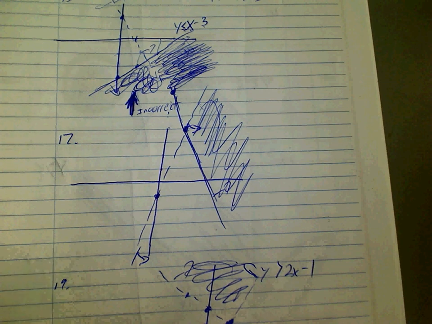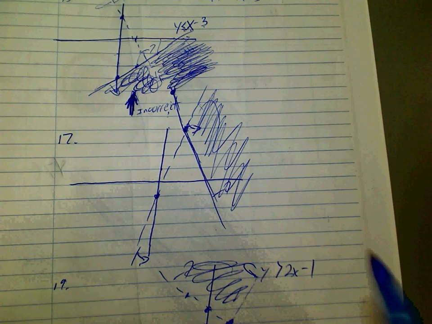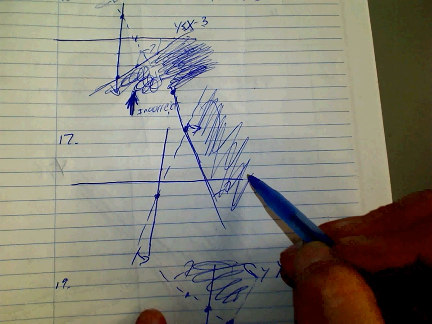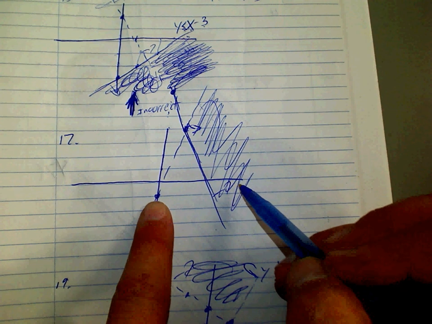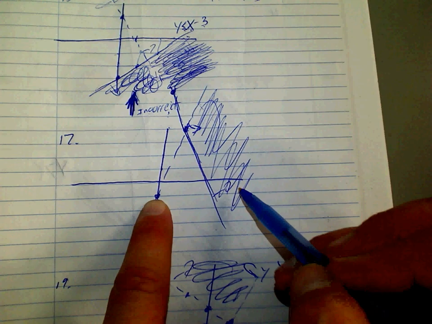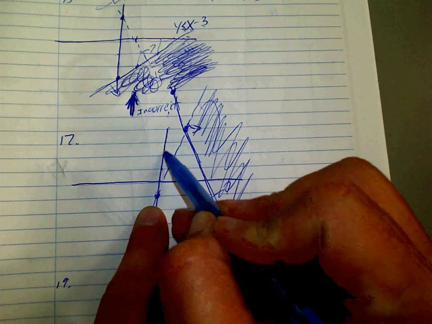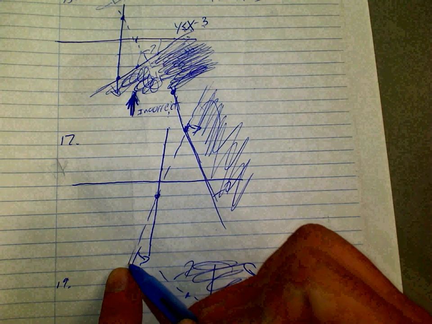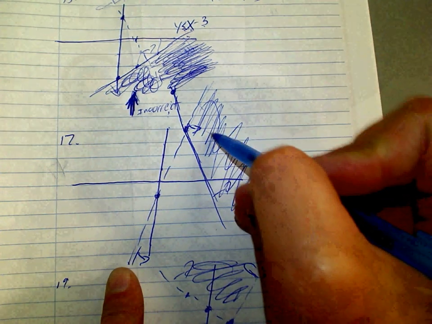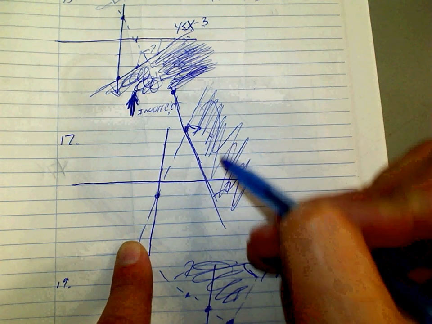17, they're both already in slope-intercept form. The first line has a y-intercept of negative 1, slope of 5. 1, 2, 3, 4, 5 over 1. So this is your first line. It's dashed, shaded below. The second line has a positive 7 as a y-intercept.